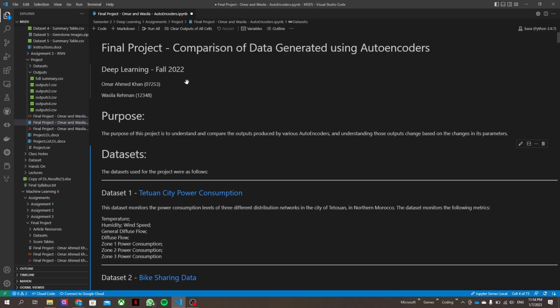The project was essentially to compare the performances of different sorts of autoencoders by testing out different hyperparameters and passing various data sets through them.